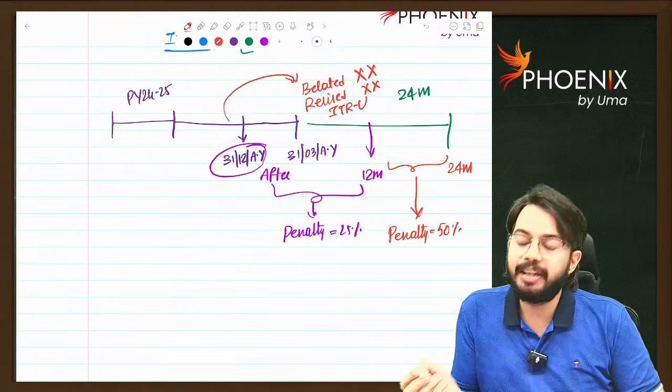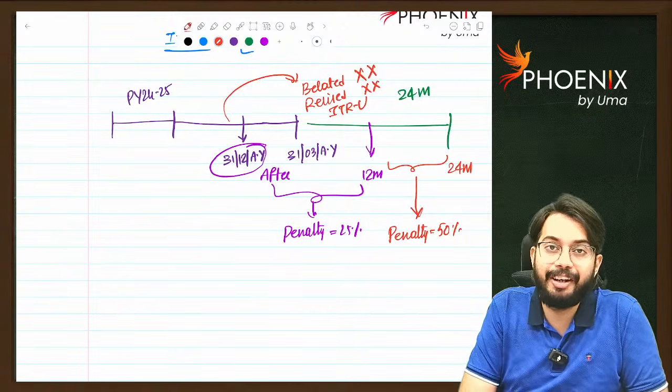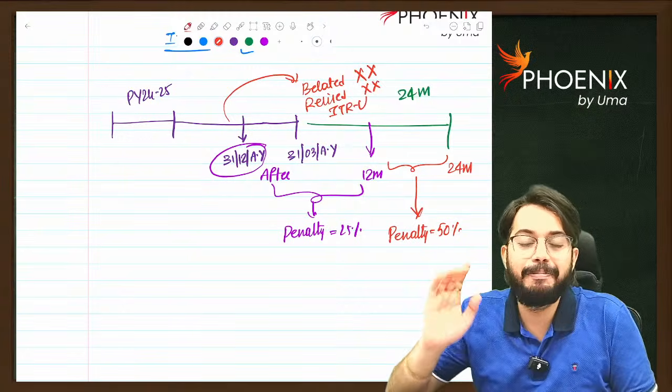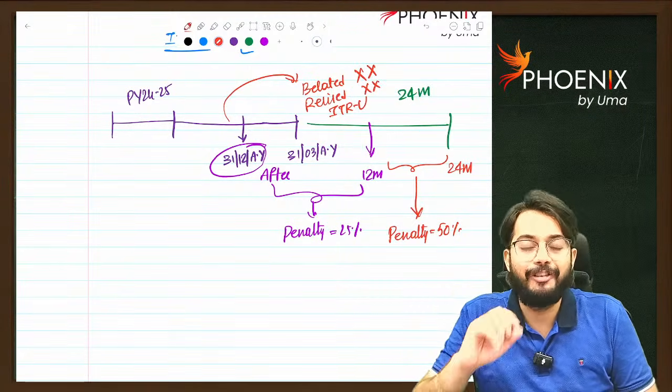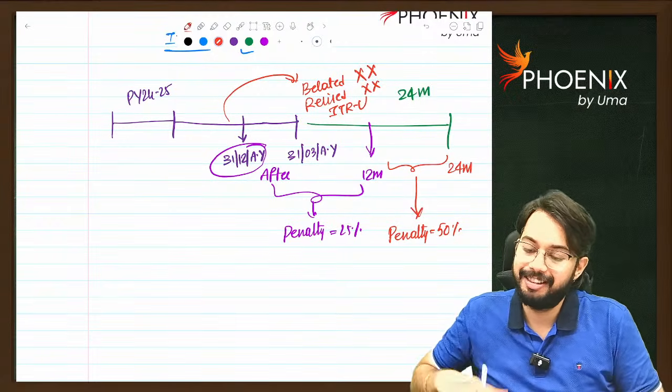In 25-26, to file ITR-U, a 4 years time limit was given. Sorry, in the flow I told, please don't remember this. For you this is not applicable. For you, only 2 years from the end of the assessment year. Okay.